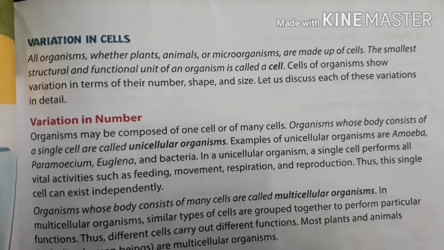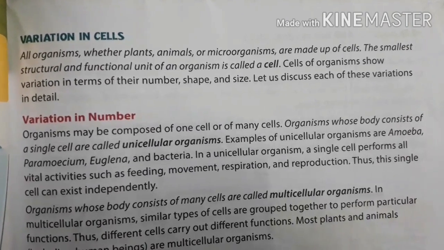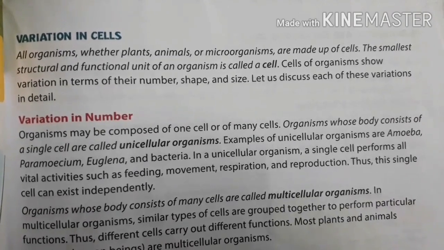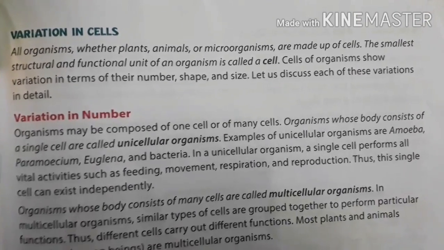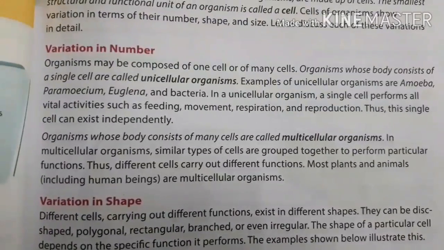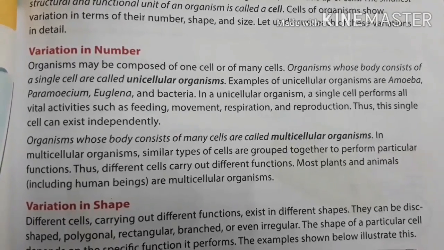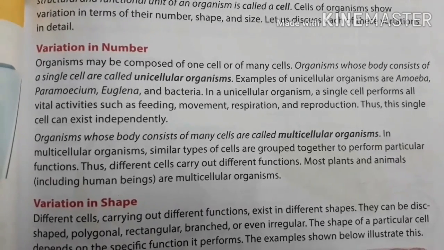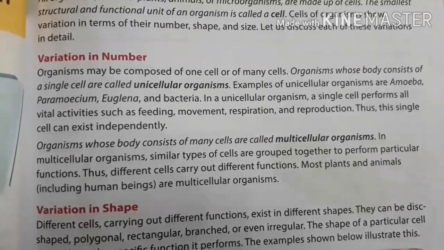Cells of organisms show variation in terms of their number, shape and size. Let us discuss one by one. First is variation in numbers. Some organisms may have one cell and some may have millions and billions of cells. Now let's discuss that.